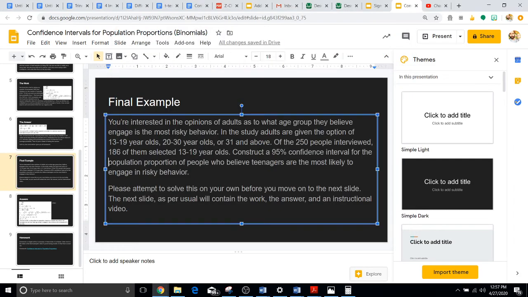All right, guys, thanks for returning. For this one, we are going to find the confidence interval for a population proportion. And in it, we are going to go through this example.